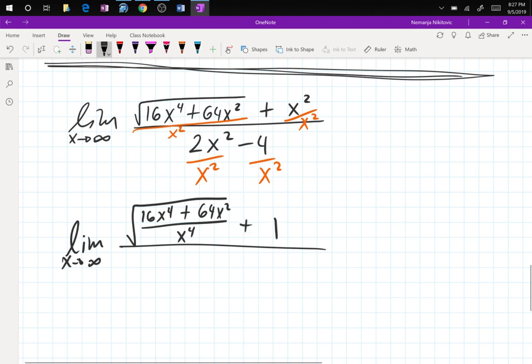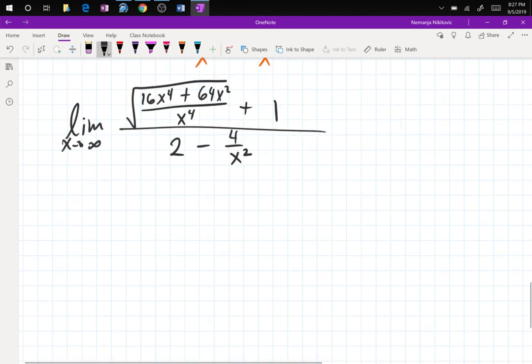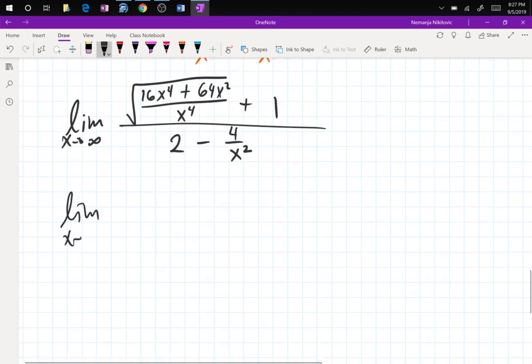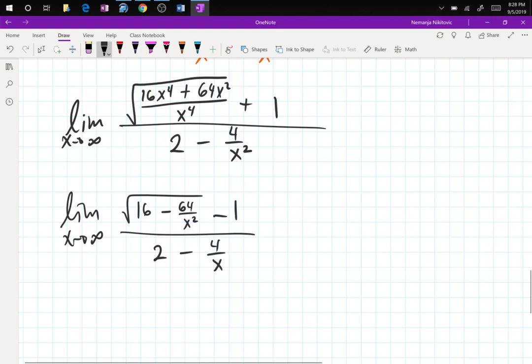Plus x squared divided by x squared is 1. 2x squared divided by x squared is 2. Minus 4 over x squared. So this is our denominator. And now you also have to simplify under the radical. So limit as x goes to infinity. These cancel, so you get the square root of 16 minus 64 over x squared, minus 1, divided by 2 minus 4 over x squared.